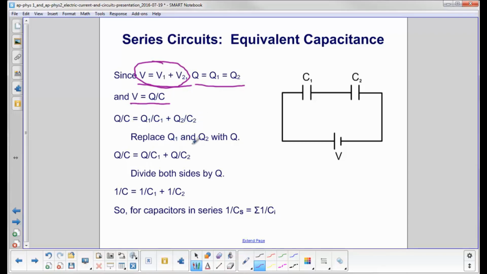We know that all the Q's are the same. So we can now have Q over C equals Q over C1 plus Q over C2. We can cancel the Q's because they're all the same Q. And we're left with 1 over C is equal to 1 over C1 plus 1 over C2. And if you have more than two capacitors, this is the more general equation.